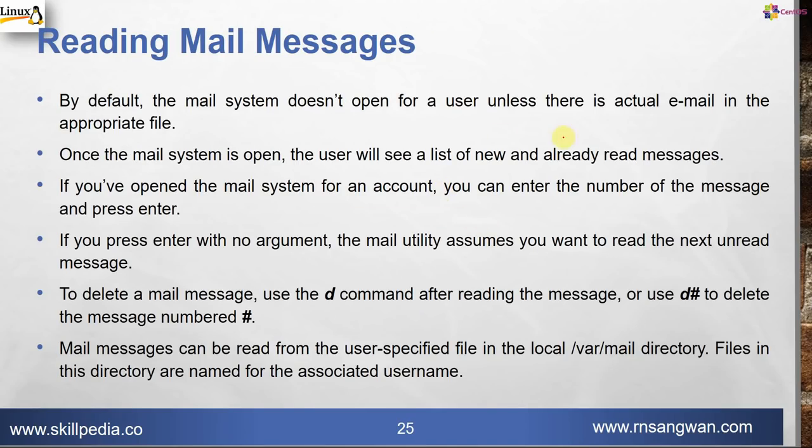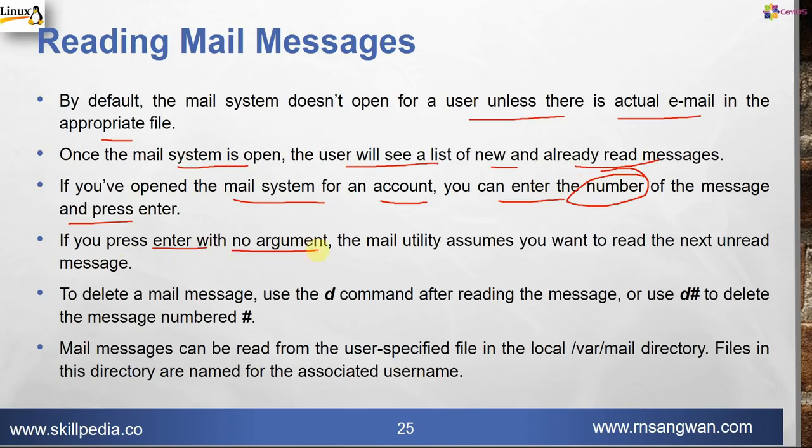Reading mail messages. By default, the mail system does not open for a user unless there is actual email in the appropriate file. Once the mailbox is open, the user will see a list of new and already read messages. If you open the mail system for an account, you can enter the message number and press enter. The number means message 1, 2, 3. If you press enter without any argument, the mail utility assumes that you want to read the next unread message. To delete a message, you can use d. To delete a specific message, use d followed by the message number.